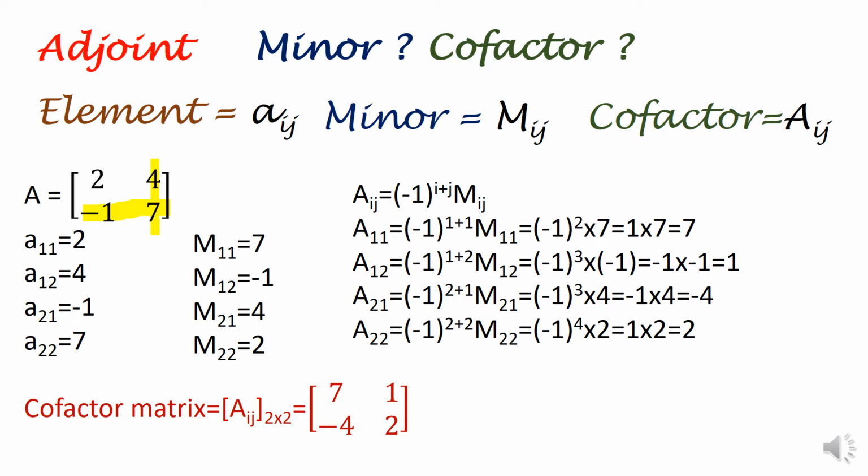2 1th position is occupied by A21, that is minus 4, and 2 2th position is 2. Thus you get the cofactor matrix.